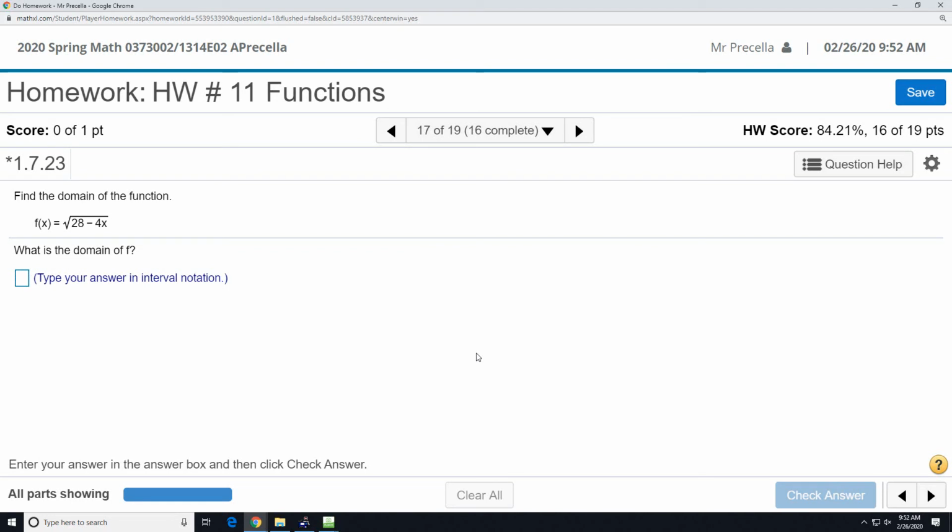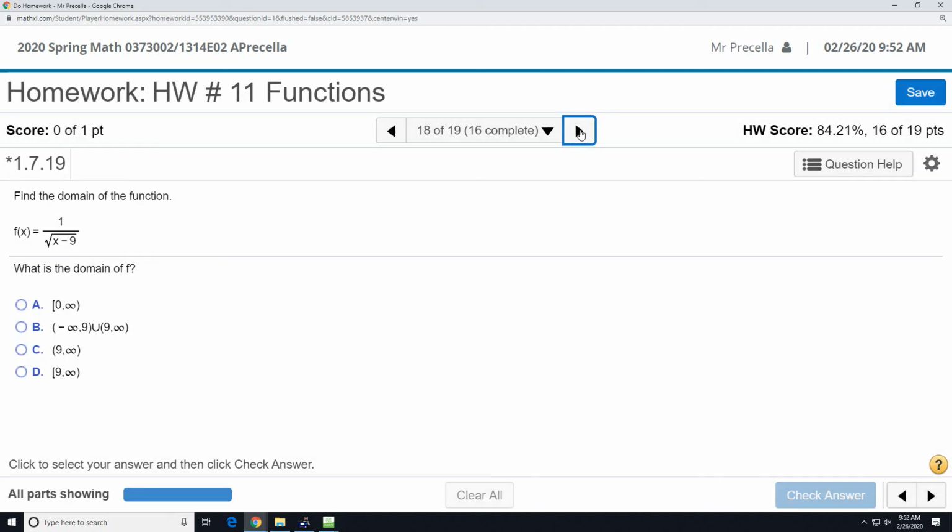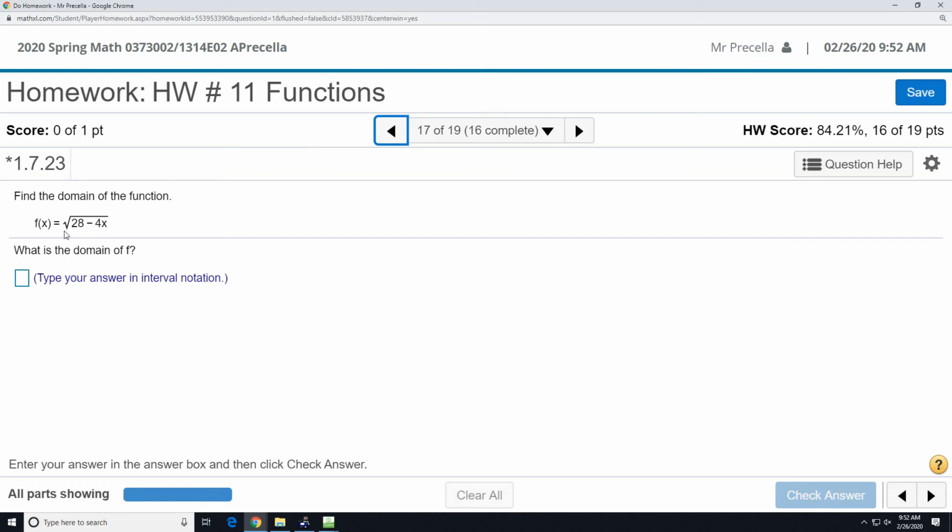Problems 17 and 18 are going to have square roots. I'm going to show you the two problems so you can distinguish between them, because I'm going to tell you two different ways of doing these. Okay, so here's a square root with a fraction. That's 18. Here's a square root with no fraction. So let me write that down.